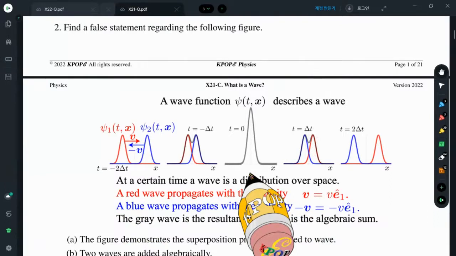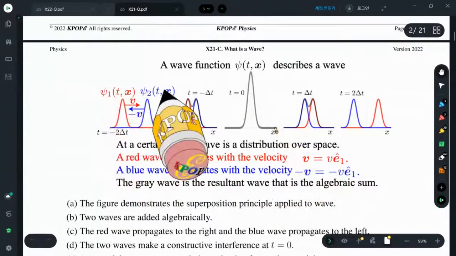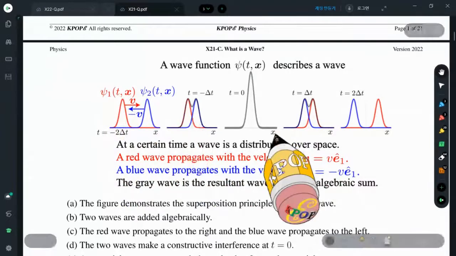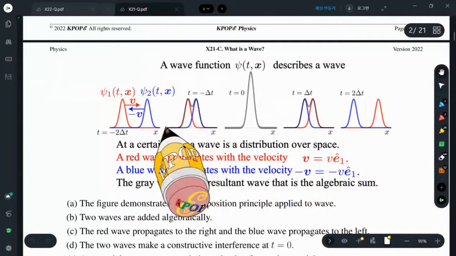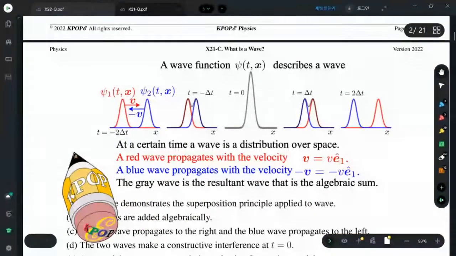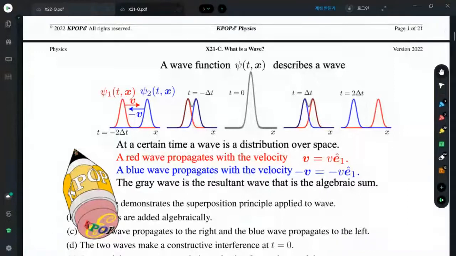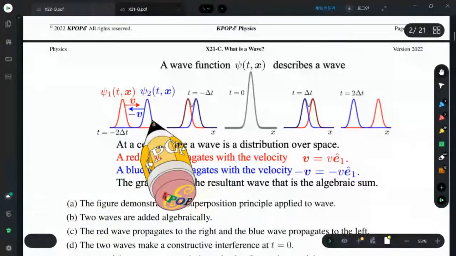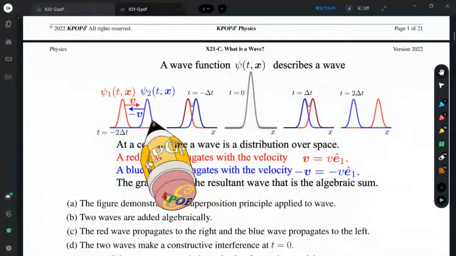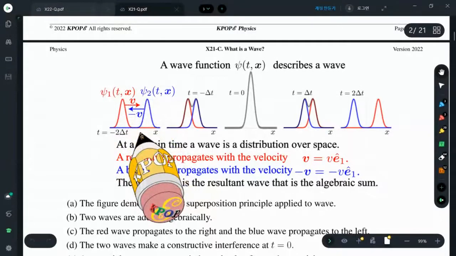So this is a wave. Okay, there are two waves, psi1 and psi2. The red one is propagating from the left to the right, and the blue one propagates from the right to the left. And the amplitude of the two waves is the same.